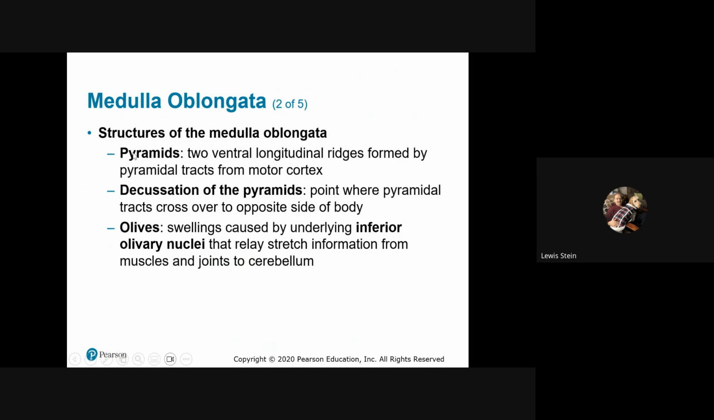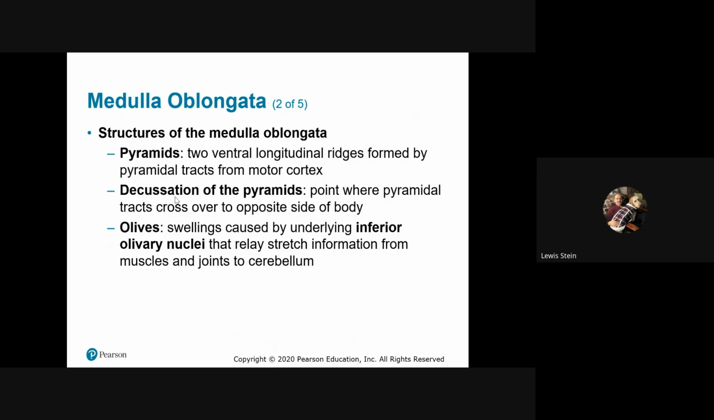Again, you're going to see these mounds in the front, which are the pyramids. They get their name from that. And a really important word to remember is called decussation. Decussation, it just means crossing over, but it's a fancy name. And again, it's one of those names that you got to remember. One, which is going to be on the test.